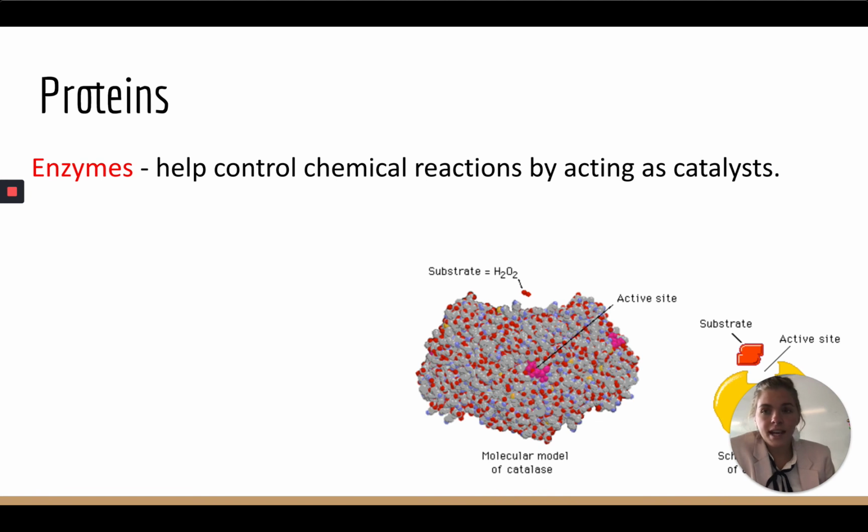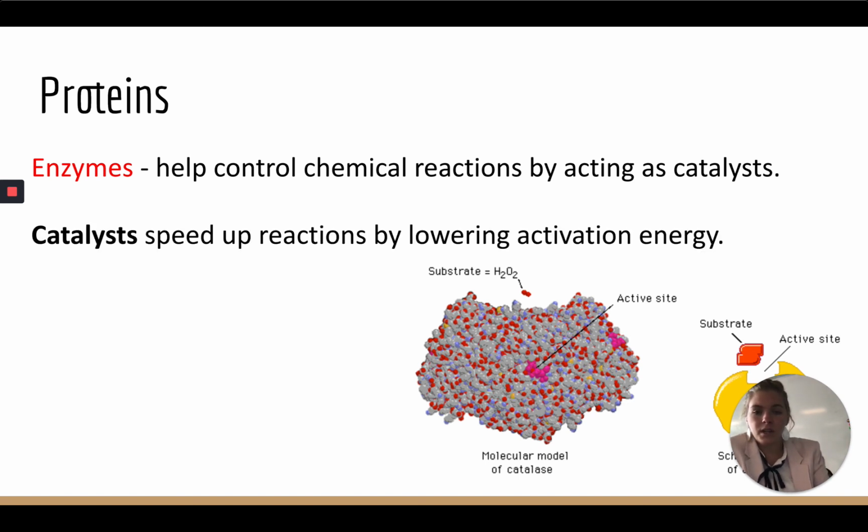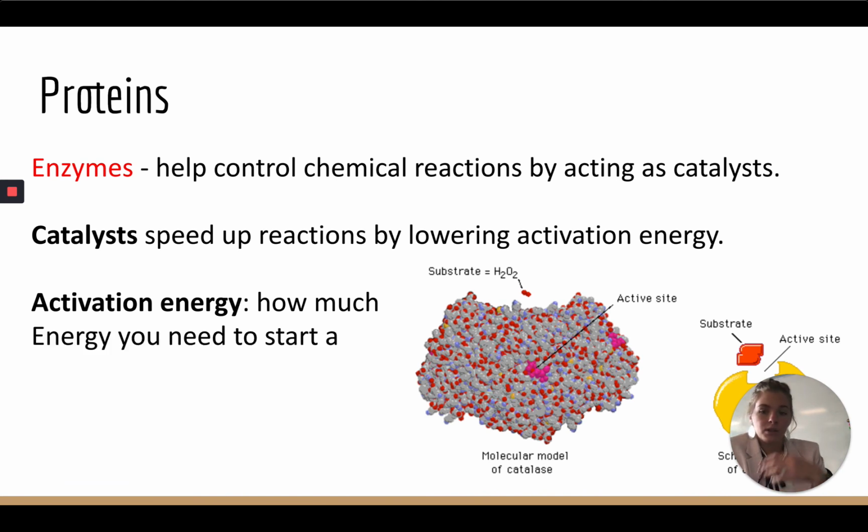Just some other notes to add in here: an enzyme. An enzyme helps control chemical reactions by acting as a catalyst. If you think back to chemistry, we often talked about reactions and how you need a certain amount of energy to make a reaction happen. An enzyme is something in your body that helps to lower the amount of energy needed to start a reaction. So basically, an enzyme speeds up a reaction by lowering its activation energy. It acts as a catalyst. So an enzyme is a catalyst. And like I said, activation energy is just how much energy you need to start a reaction.